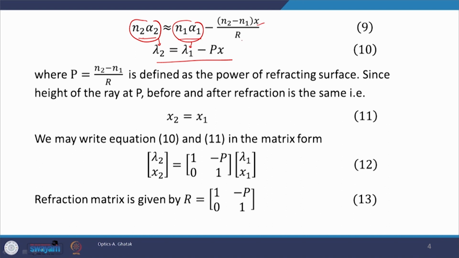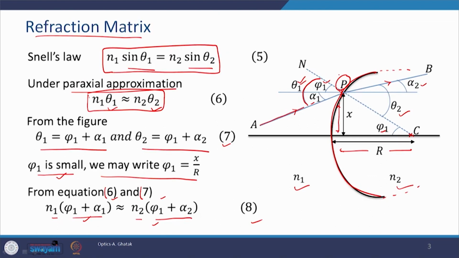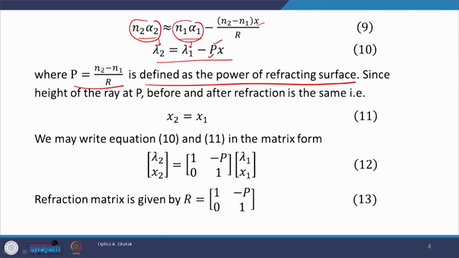And we introduce a new parameter P, which is expressed as (n2 minus n1) by r and is defined as the power of the refracting surface. Do not confuse this P with the point P. These are two different entities. This point P is a point, while this P is a parameter which is defined as (n2 minus n1) by capital R, and this represents the power of the refracting surface.